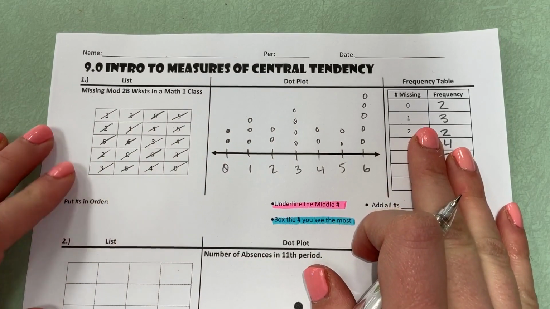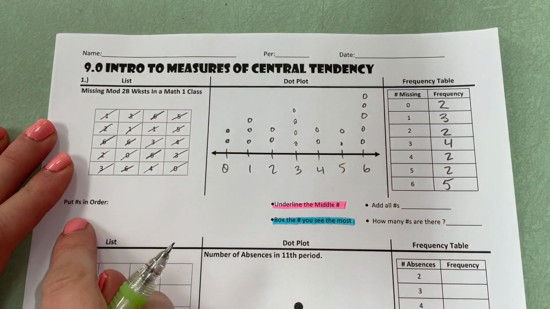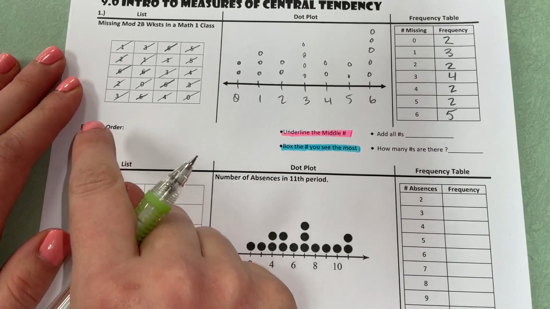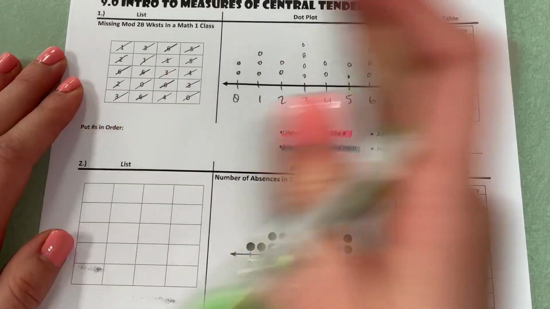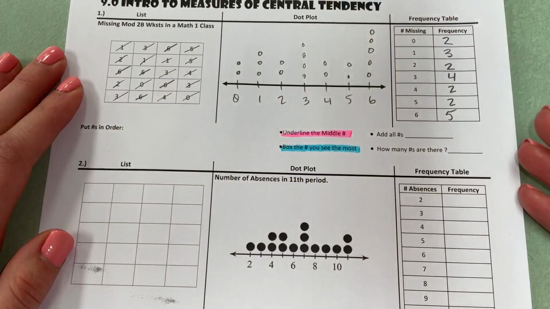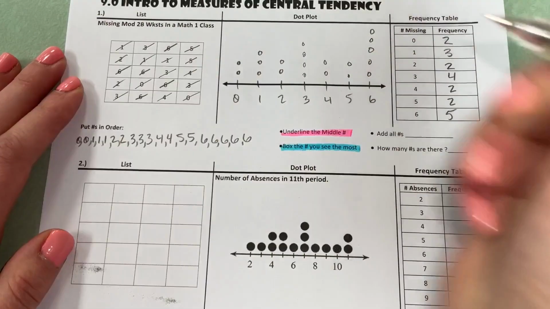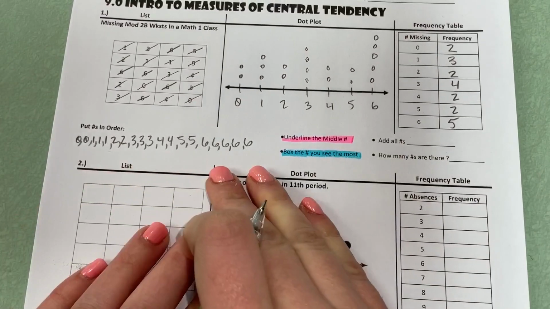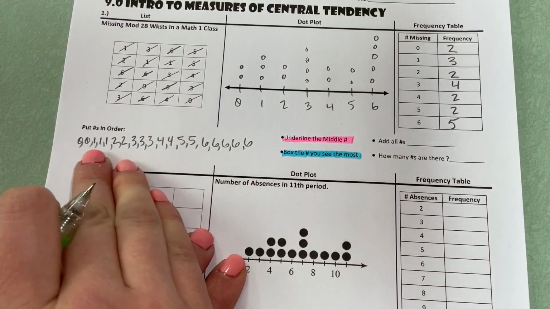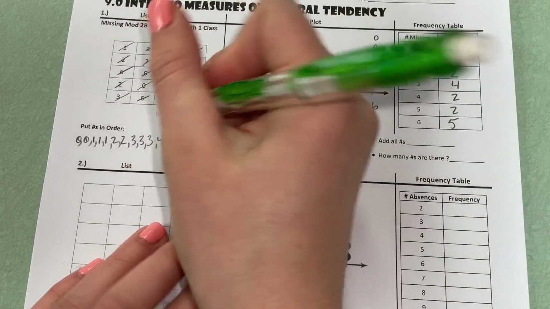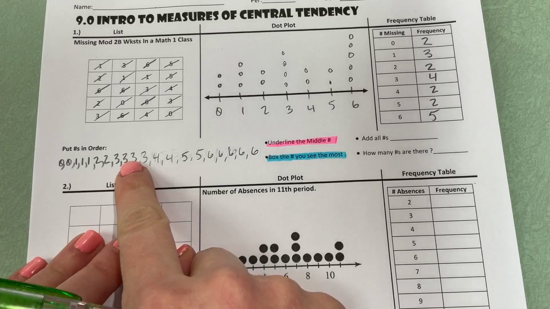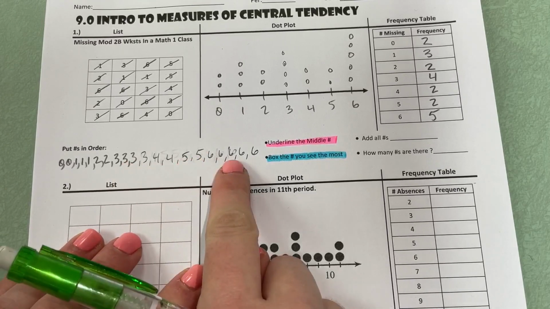That's what's really cool about statistics. Okay, so now we're going to take these numbers and put them in order from 0 to 6. And we're going to list out how many we have. So here we go. All right, so here's all of our numbers listed in order. There's 2 zeros, 3 1s, 2 2s, 3 3s. Nope, there were 4 3s. There were 4 3s, 2 4s, 2 5s, 5 6s.